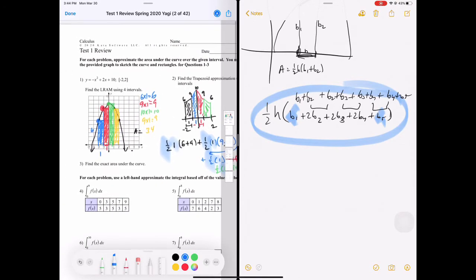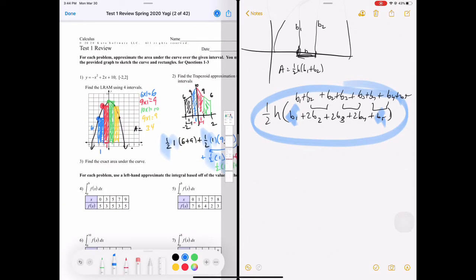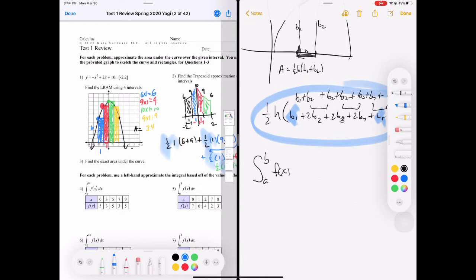Next question is, find the exact area underneath the curve. Now, to do this problem, we're going to go ahead and say the integral from a to b of f of x dx is the area for us, our cumulative change. Adding up all the parts.